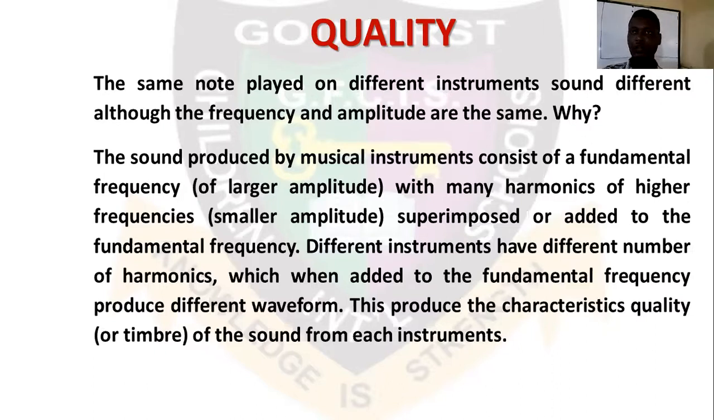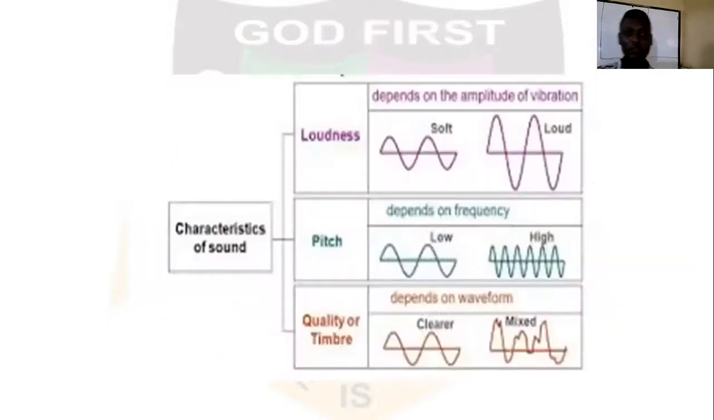So what are the three characteristics of sound now? Pitch, that depends on frequency. Loudness or intensity of sound depends on the amplitude. That's the higher volume, higher mass of vibration of air molecules reaching the listener. So this is what we have been talking about.